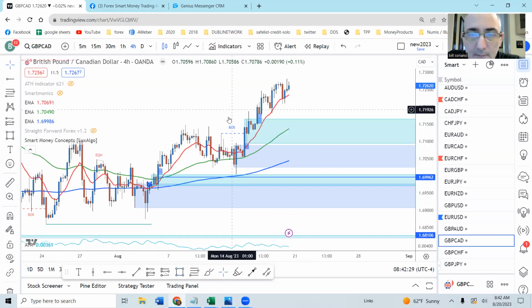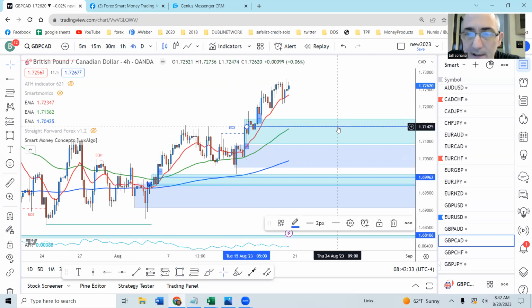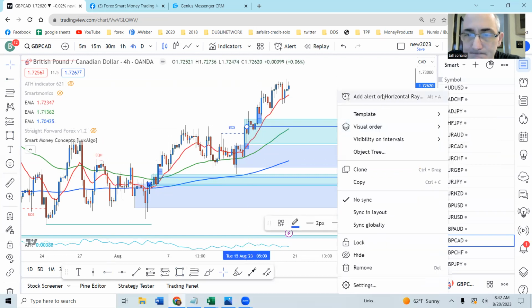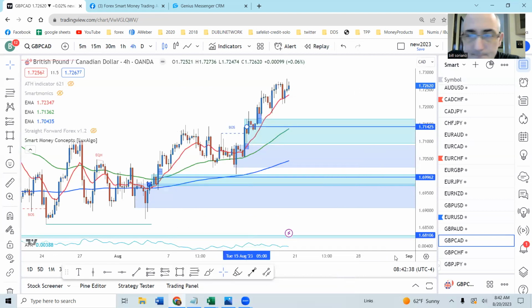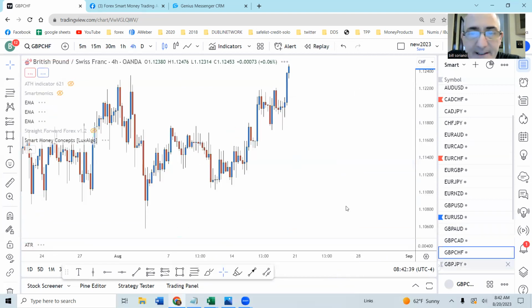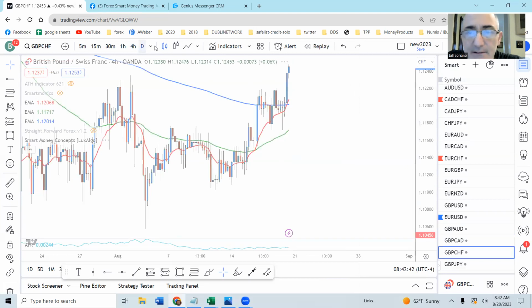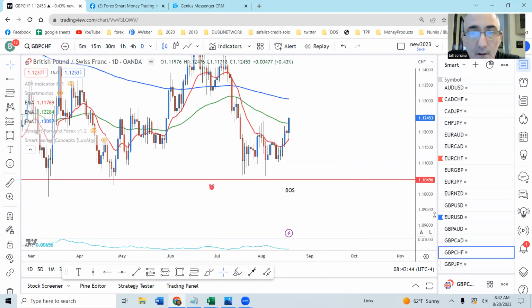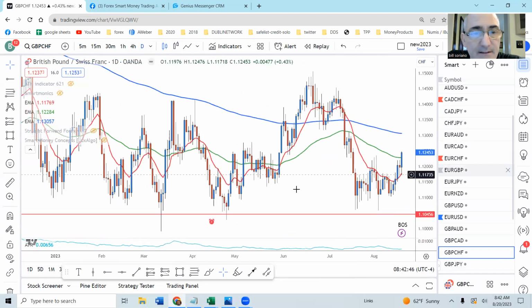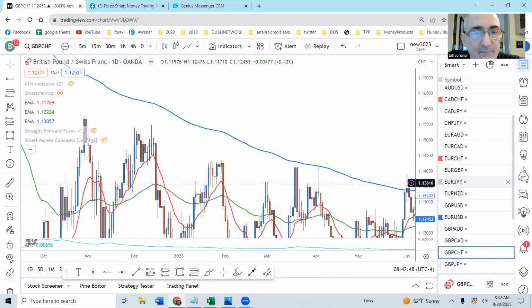This order block, it's a big order block wick to wick, and we would put our point of interest at the open of the banker candle right there. GBPCHF, we go to the daily chart. We could see this big consolidation here, right?